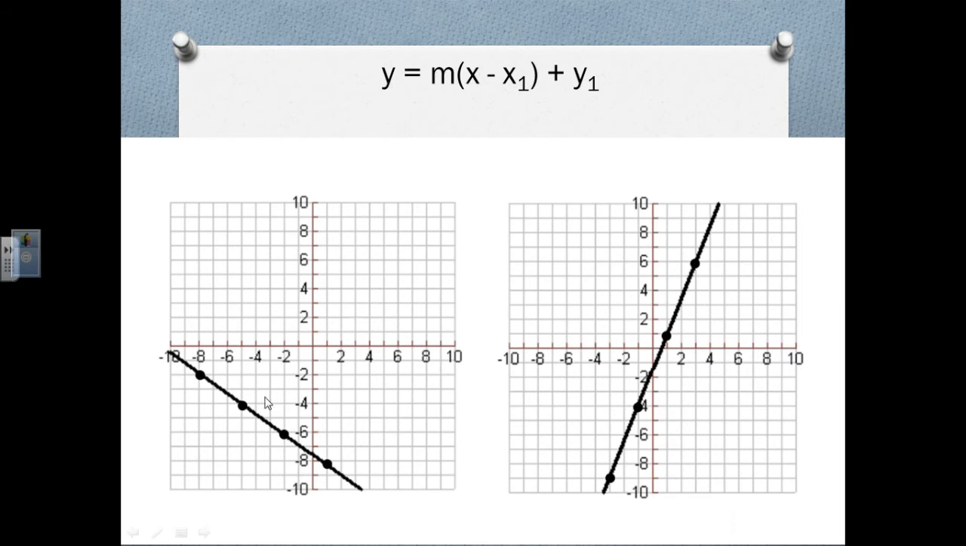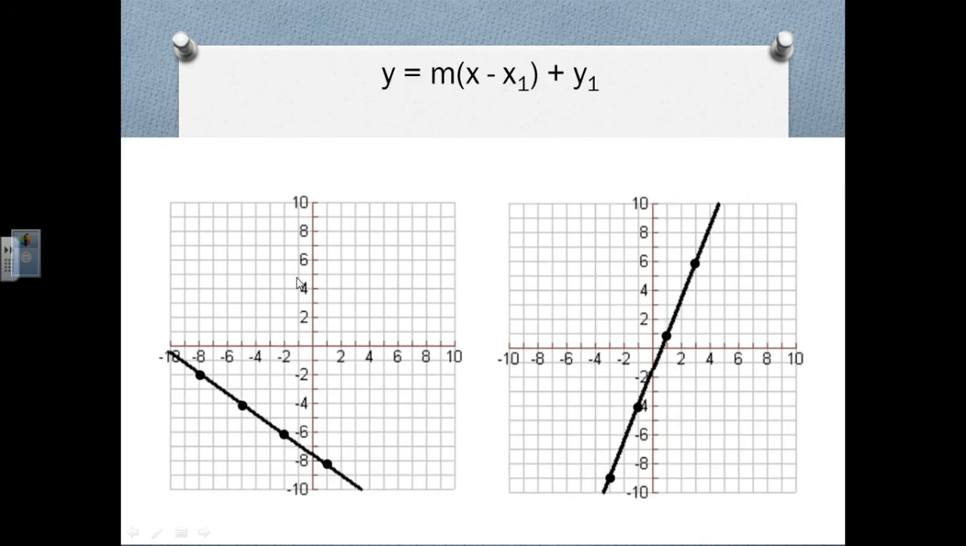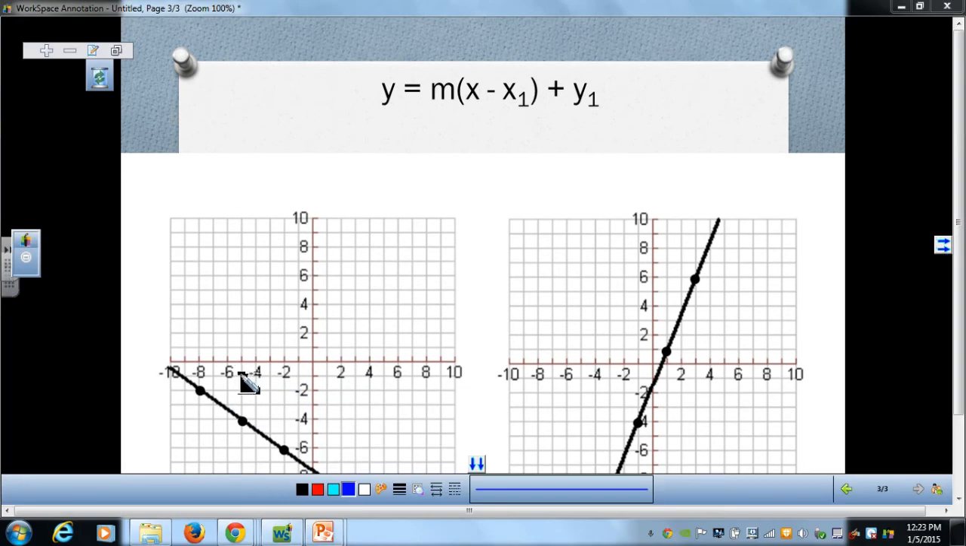Now once again, we may pick any point to start. All right, so I'm going to pick this point here. Let me scroll back here. There we go. All right, so I'm going to pick this point here. All right, so that is negative 5, negative 4, to start our equation.